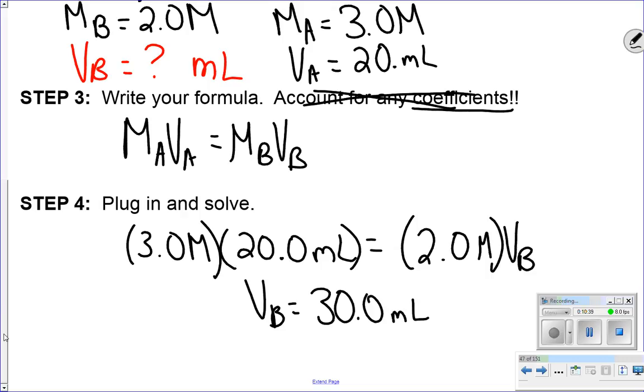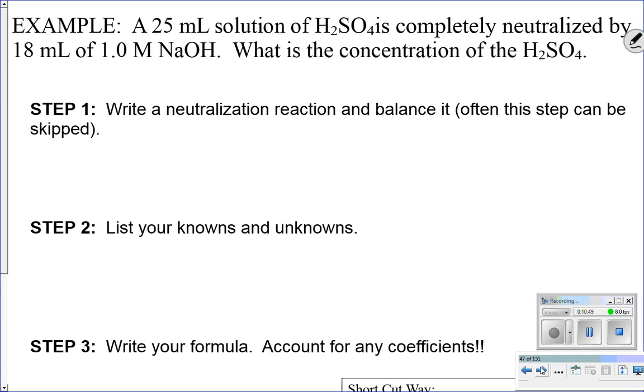That should give you a volume of base of 30 milliliters. Now, I'd like to show you a problem where you are going to be concerned with a coefficient. A 25 milliliter solution of H2SO4 is completely neutralized by 18 milliliters of 1.0 molar sodium hydroxide. We want to know the molarity of the NaOH.